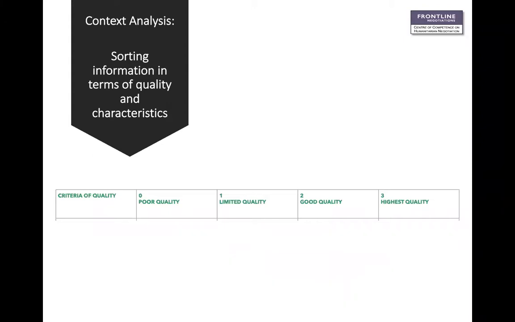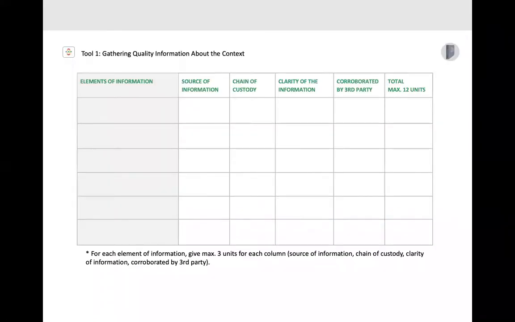In terms of what we look at, we've got quite a simple metric of 0 being a poor quality, 1 limited quality, 2 good quality, and 3 the highest quality. And that's going to be up for you and your team to decide how you're going to rate things. But as long as you're consistent within the tool, then there's value in that. So if we just run through a quick example, I just created a few things that we could use.